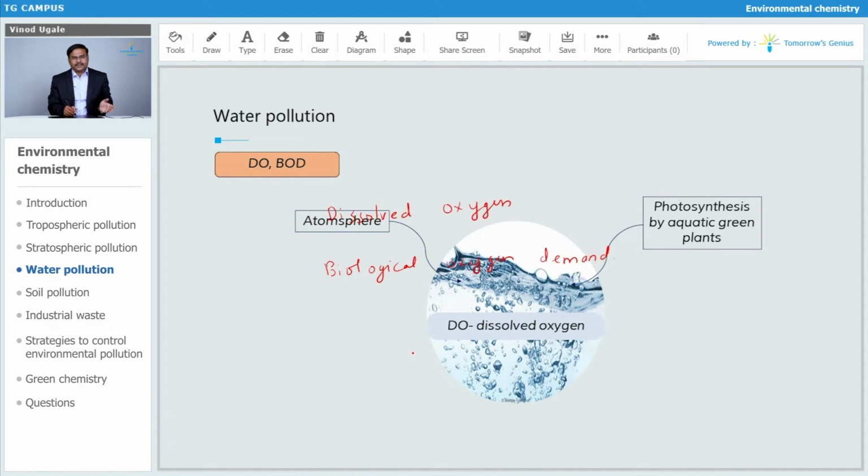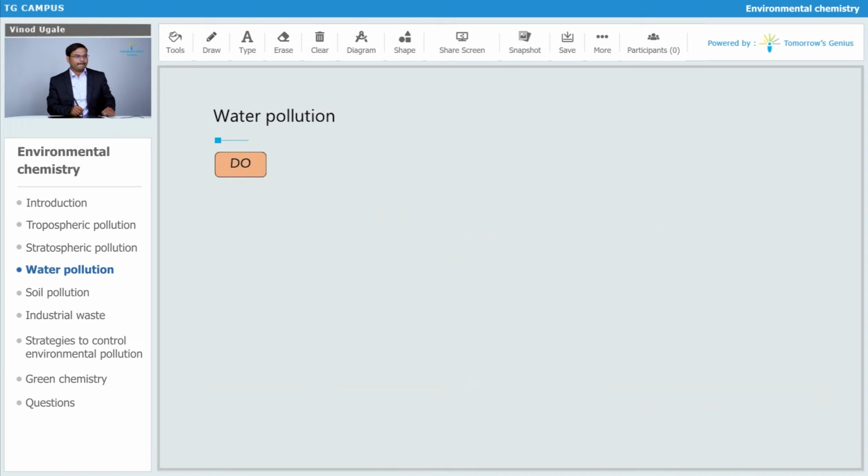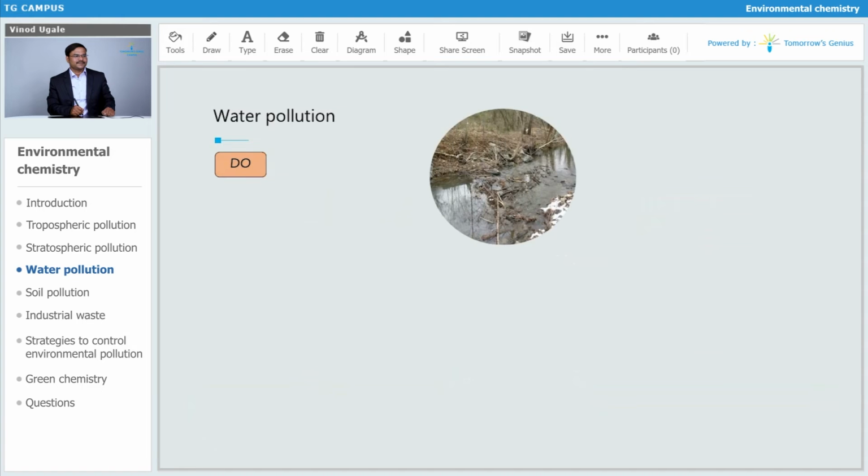Photosynthesis by aquatic green plants is also there. So, oxygen goes into the water bodies in two ways: directly from the atmosphere, or by photosynthesis in aquatic green plants. Now, in cold water dissolved oxygen can be up to 10 ppm, and in air it is present in such a huge amount. So, we have a lot of oxygen, but aquatic animals do not have. So, dissolved oxygen, yes, there is a lot of organic matter in this water body.